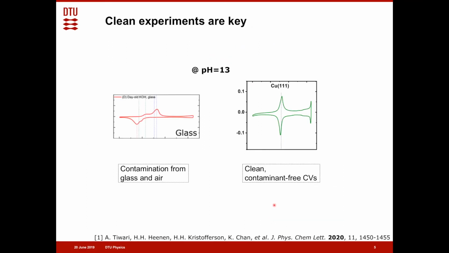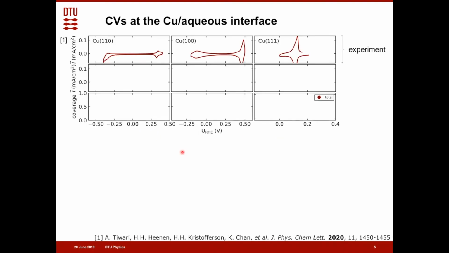Now I'm going to talk about the application of simulating CVs, and specifically about copper single crystals in alkaline conditions. This is motivated by the work of our collaborators, who found that you can obtain very clean CVs by avoiding contaminations from glass and air, which previously always led to feature-rich CVs, and when avoided, yield very clean signals. These very clean CVs present an excellent opportunity to compare to simulated CVs.